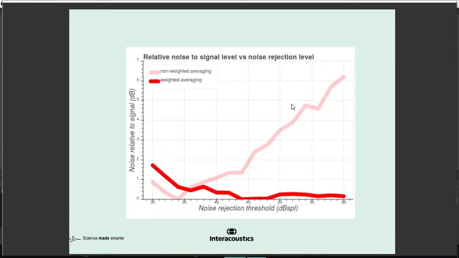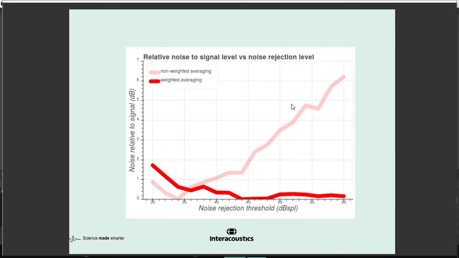The second advantage is that when you look at the noise rejection level setting, the faint red line on that graph shows the level of noise in the final response. It shows the level of noise as you change the noise rejection level, and you can see it's very dependent upon the noise rejection level.